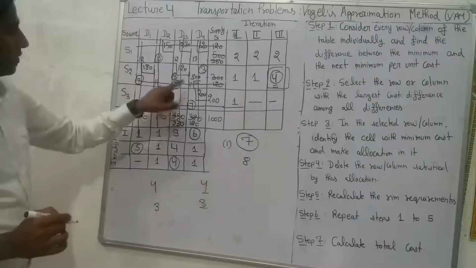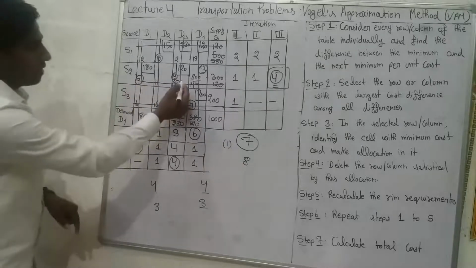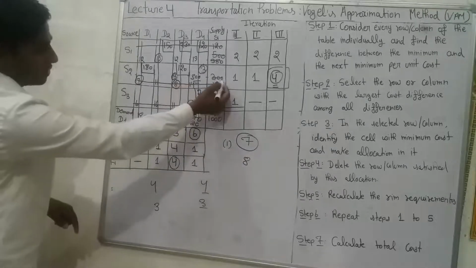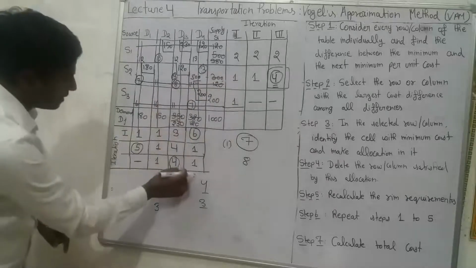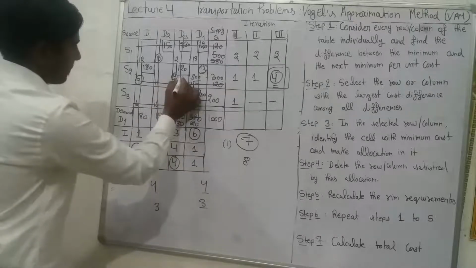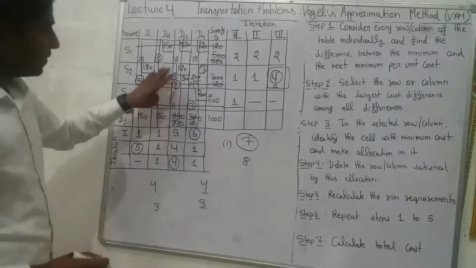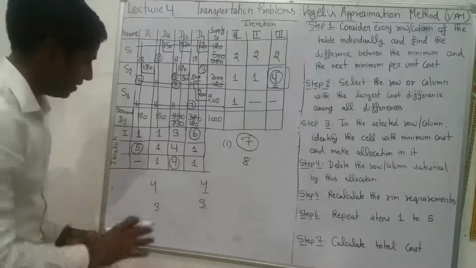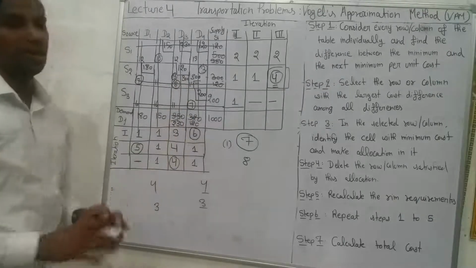Now check the maximum allocation for this cell. The quantity supplied is 300 units and the quantity demanded is 350 units. So again we can allocate 300 units. So there is a tie between these two cells at the third level as well, at the first, second and third level. So in this case you can select any one.